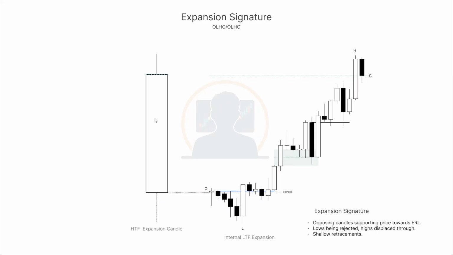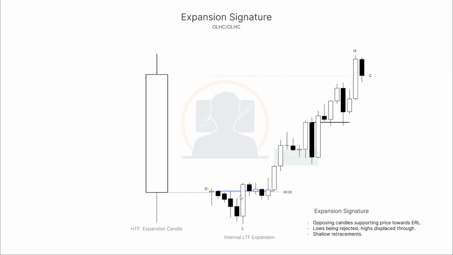That is what separates an expansion candle from a reversal candle, which we are going to get into in a minute. So assuming this to be a daily candle and this right here an hourly or 30-minute price action, on our way to a draw on liquidity, what are the internal lower time frame expansion signatures we want to see? We want to see opposing candles supporting price towards ERL. We want to see lows being rejected, highs displaced through. We want to see shallow retracement.